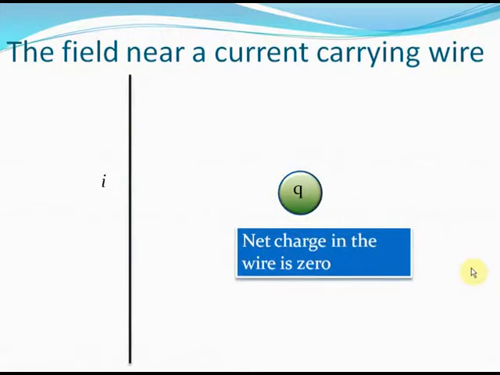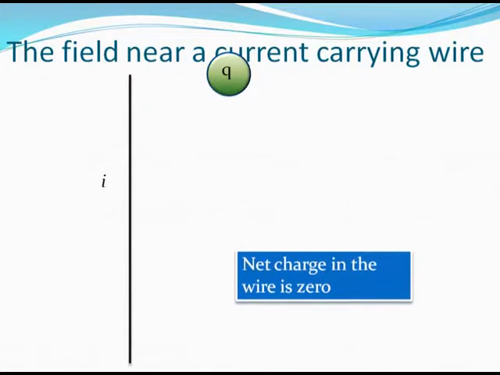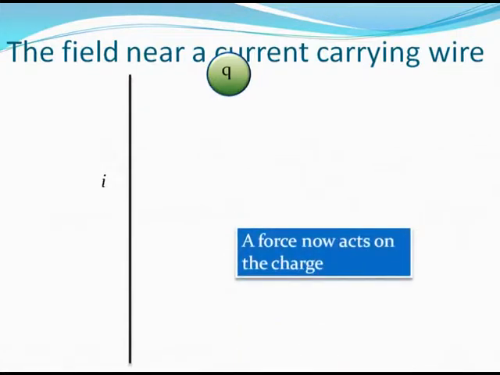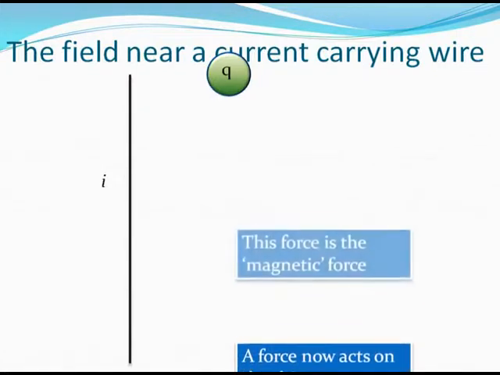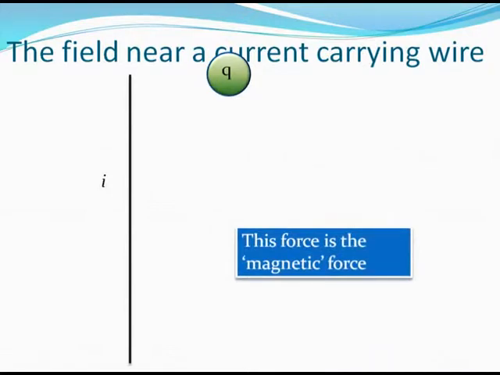Therefore, since the net charge in the wire is 0 and the net electric field due to the wire is 0, a stationary charge placed near a current carrying wire will experience no force acting on it. However, a fascinating thing is observed when we move the charge and give it some velocity. You see, when the charge moves in the presence of an electric wire, we see that a force acts on it. This force is actually called the magnetic force.